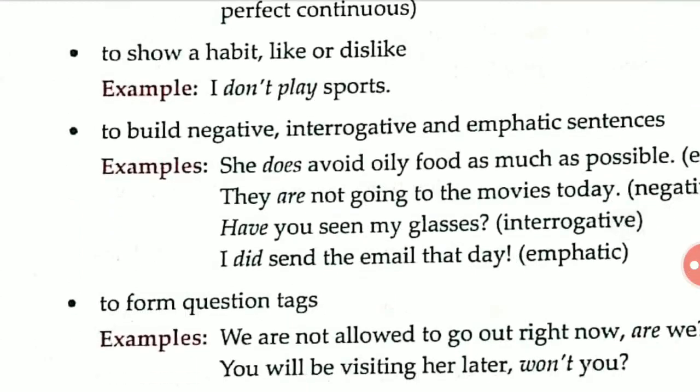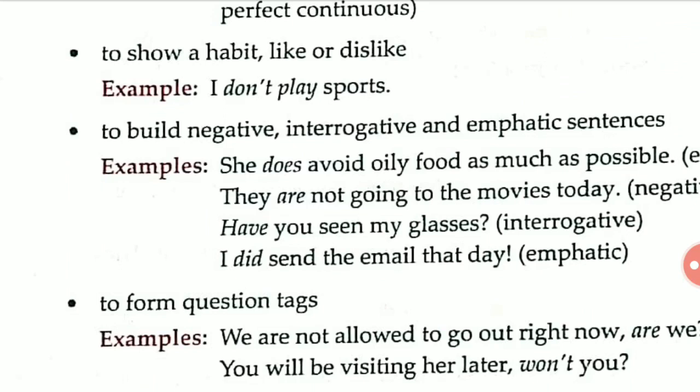The next rule is to show a habit, like or dislike. For example, "I don't play sport." This is showing dislike. We show our habits: "I like this color, I don't like this color." So when we are talking about like or dislike, we are using primary auxiliaries.